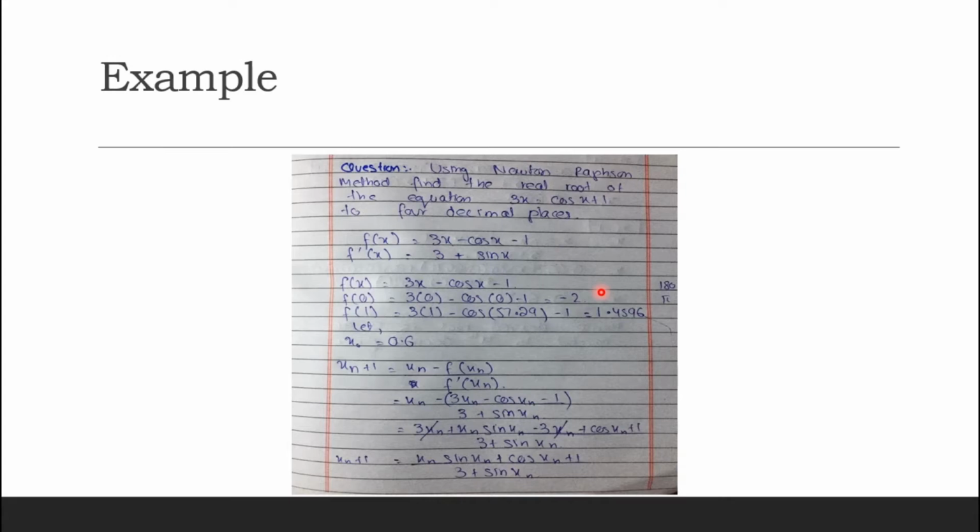We have to find the answer up to 4 decimal places. So let's write the equation here. f(x) is equal to 3x minus cos x minus 1. So we have to take the derivative of this function. As we all know, the derivative of 3x is 3, and the derivative of cos is minus sine. As we have minus here, minus minus multiply, here we will get a positive sign, so 3 plus sin x.